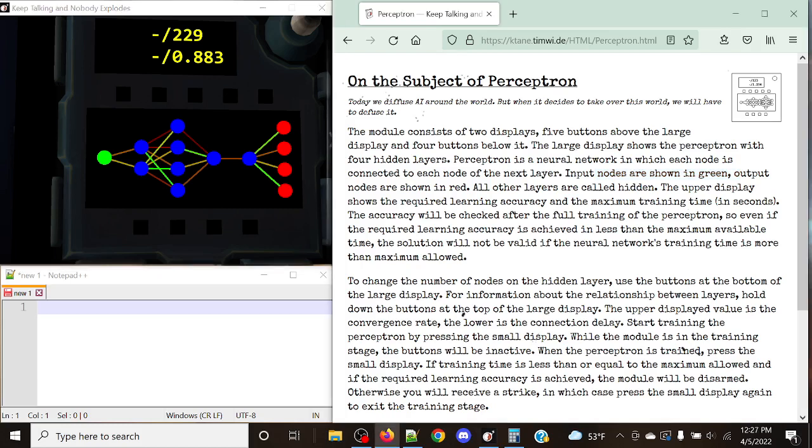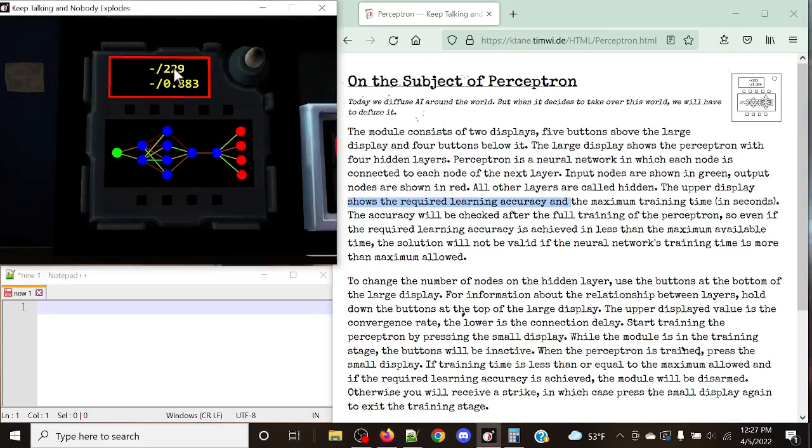The upper display shows the required learning accuracy. Now, here's where we get into what we have to do with this module. We have the required learning accuracy at the top, which is represented by 229, and the maximum training time in seconds of 0.883. The accuracy will be checked after the full training of the perceptron. Even if the required learning accuracy is achieved in less than the maximum available time, the solution will not be valid if the neural network's training time is more than the maximum allowed.